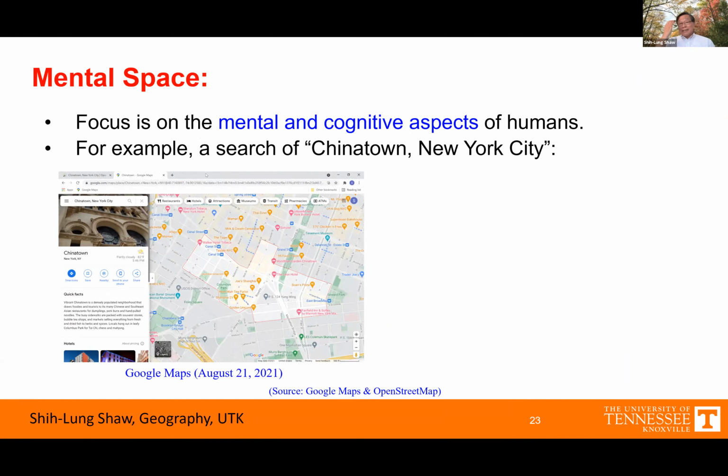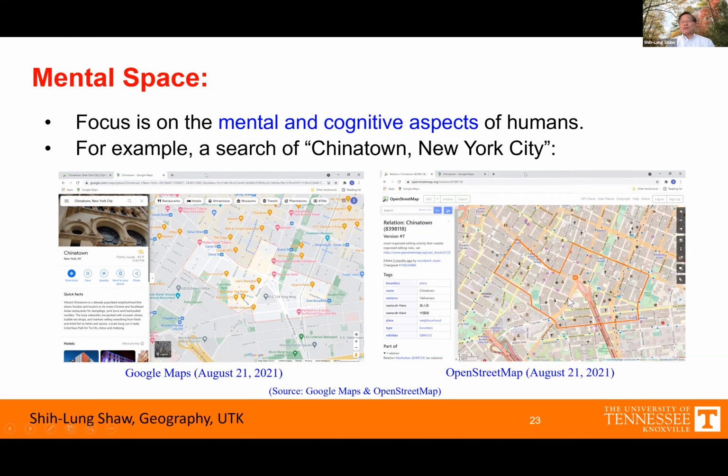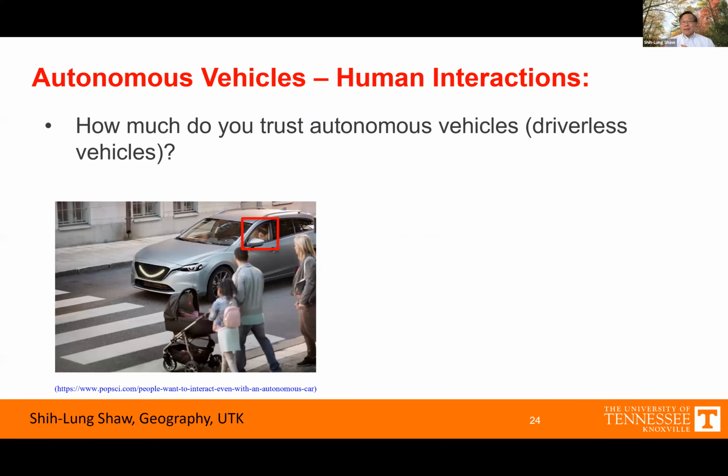I did a search of Chinatown in New York City using Google Maps. And Google Maps returned the boundary line of Chinatown in New York City for me. At the same time, I also did an identical search of Chinatown in New York City using OpenStreetMap. Again, it returns the boundary of Chinatown in New York City. But their boundaries are different. So which one is correct? We really don't know because there is no official boundary line for Chinatown in New York City. It is perceived by people and it evolves over time. So that reflects the importance of mental space there.